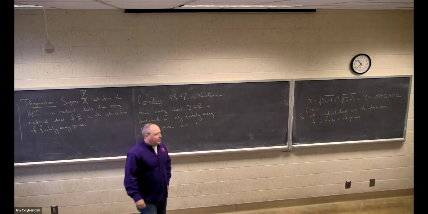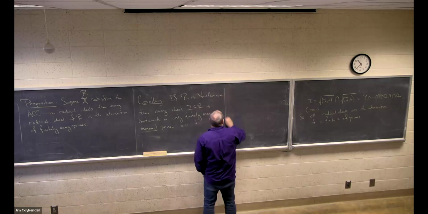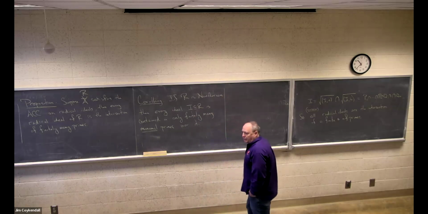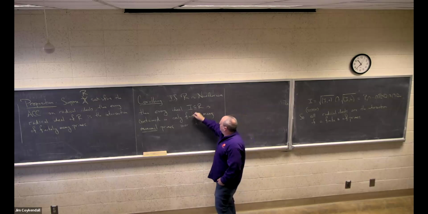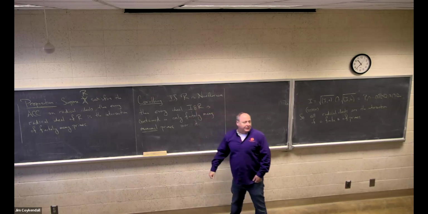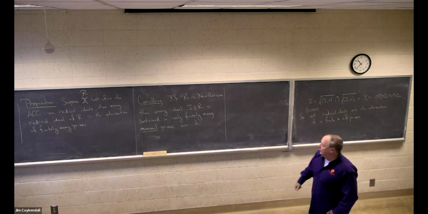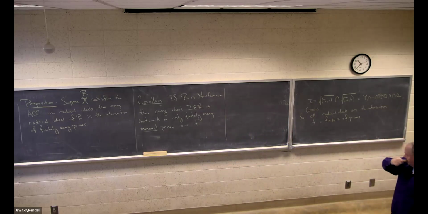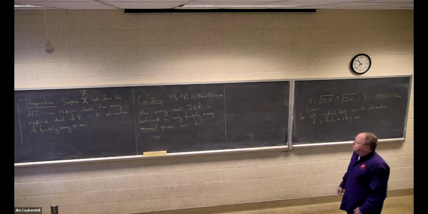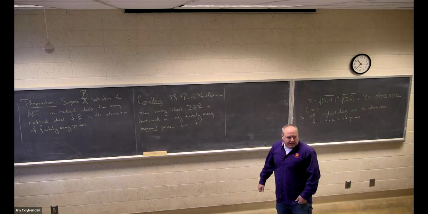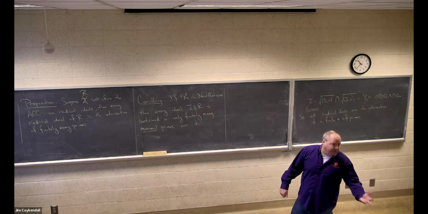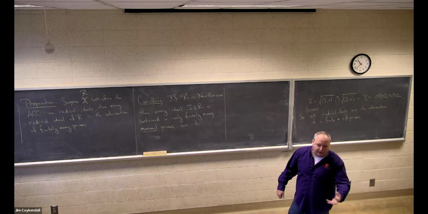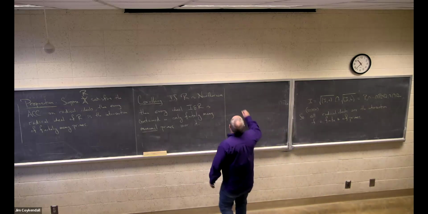So, let me make clear what I mean by this. What do I mean by minimal prime? I use this terminology. If I give you a proper ideal, it's contained in a maximal ideal, right? So because of that, every proper ideal is contained in a prime ideal somewhere.